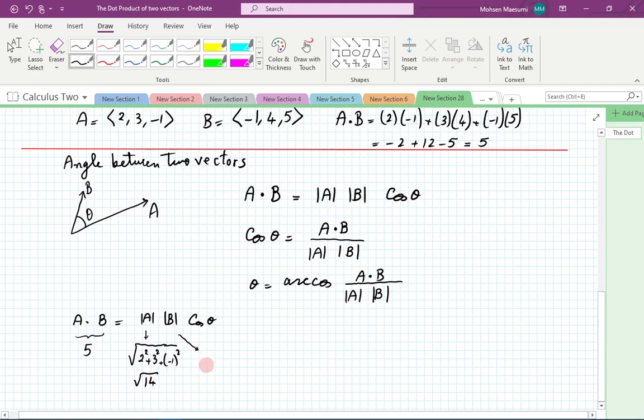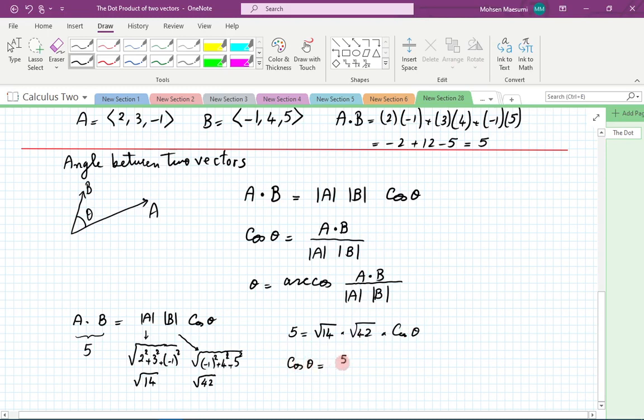B is minus 1 squared plus 4 squared plus 5 squared. So 25 and 16, that's 41, and then 42. So what we have now is that 5 is equal to radical 14 times radical 42 times the cosine of the angle. So of course I can turn it around.